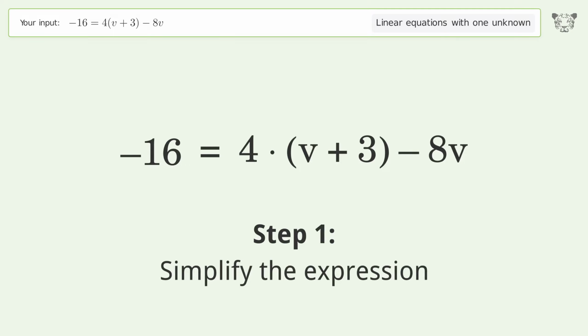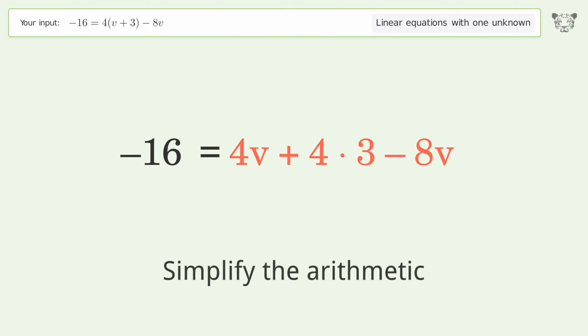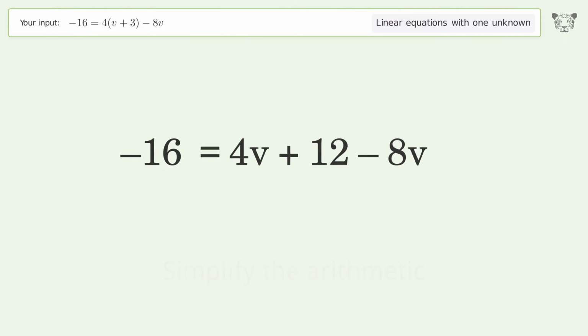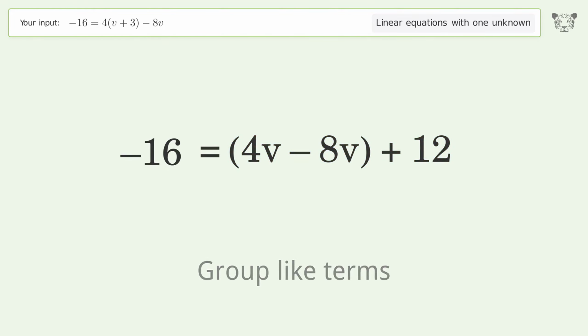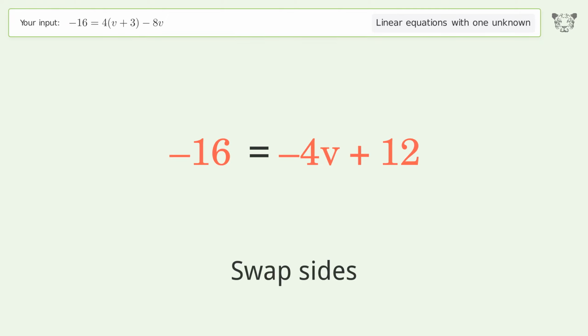Simplify the expression. Expand the parentheses. Simplify the arithmetic. Group like terms. Combine like terms. Swap sides.